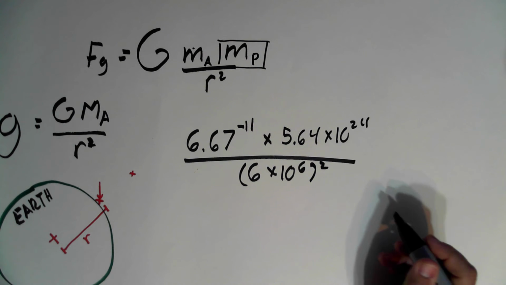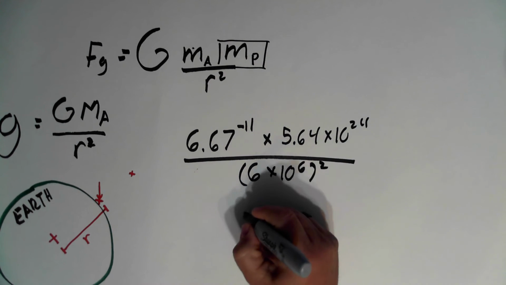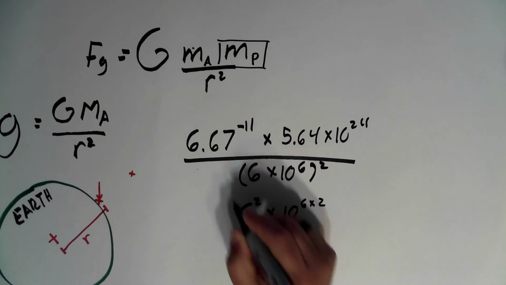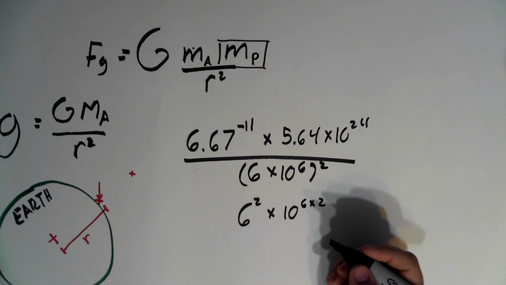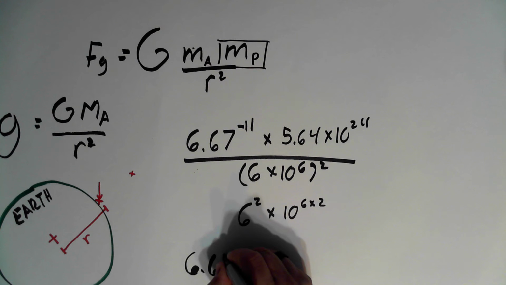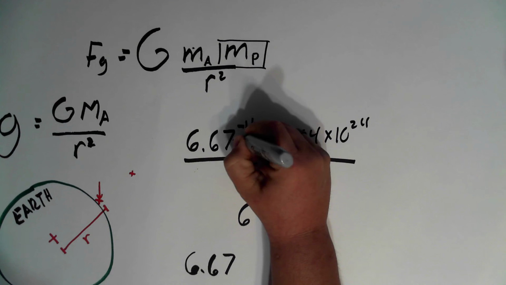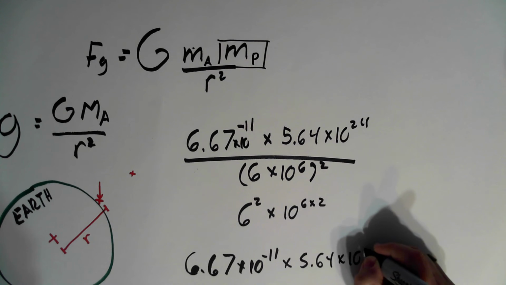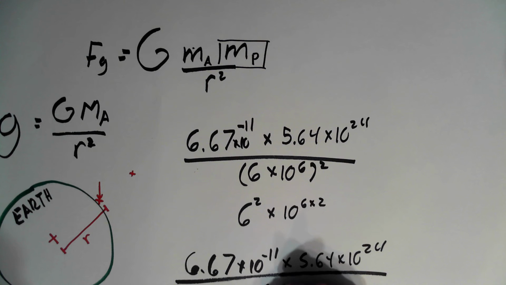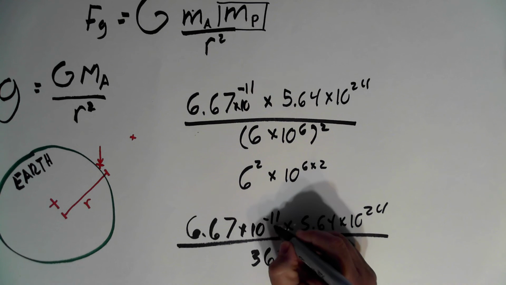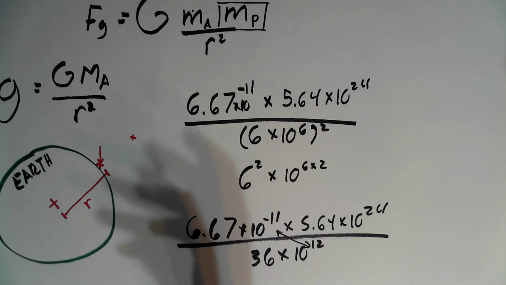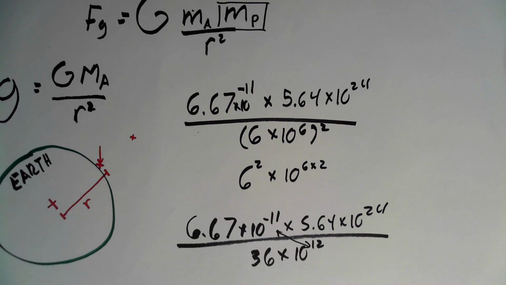So doing some quick math here, I have 6 times 10 to the 6, squared. That is the equivalent of 6 squared times 10 to the 6 times 2, which is me bringing the square into it. The reason I'm doing this is because I want to deal with the exponentials first. So 6.67 times 10 to the negative 11, times 5.64 times 10 to the 24, and that's going to be divided by 36 times 10 to the 12. These two will combine. I've got 10 to the negative 11th and 10 to the 12th in the denominator, which will give me a 10 to the negative 24.